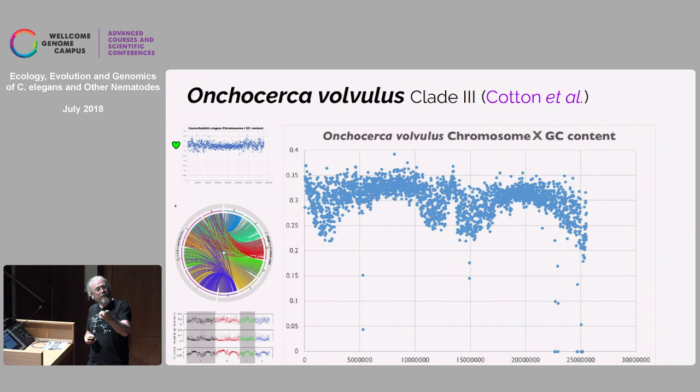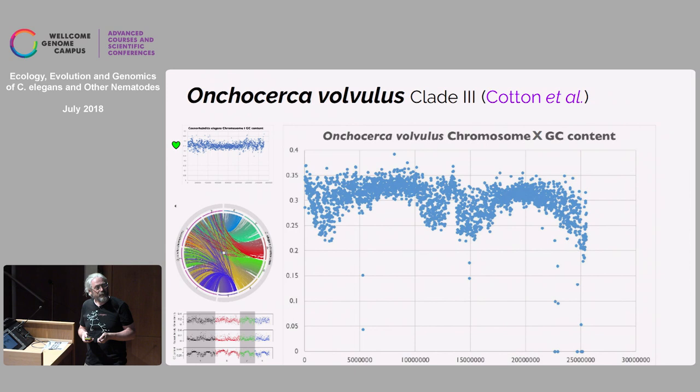If these chromosomes are behaving holocentrically like C. elegans does, we don't think this is a centromere, but there's no evidence that they're not holocentric. But this is a very striking picture where this unit is distinct from this unit, and they're behaving quite separately in this chromosome.